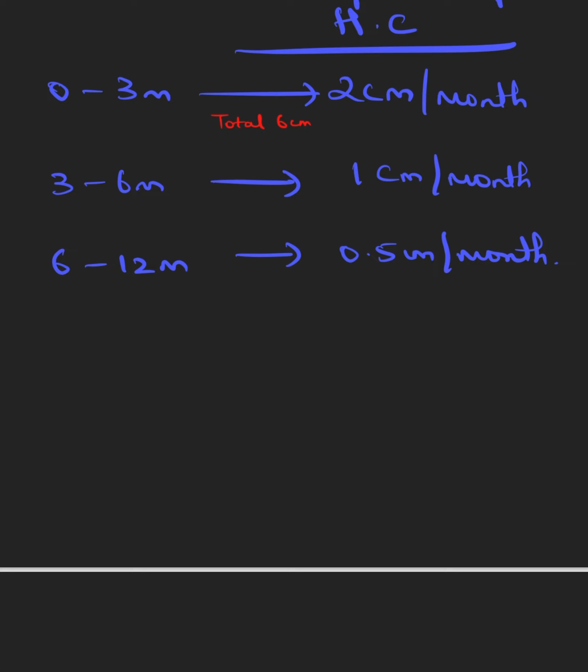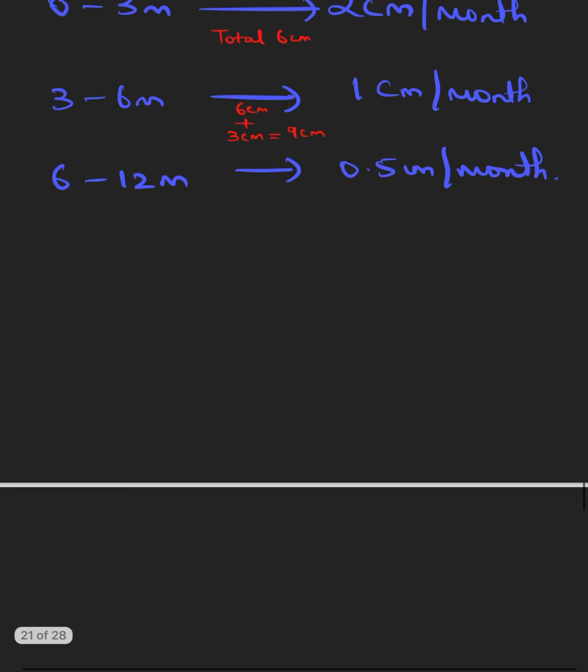From 3 to 6 months, the total is 3 centimeters. Overall, in 6 months, the child will grow 6 centimeters in the first 3 months, then 3 centimeters in the next 3 months, that is 9 centimeters. Then from 6 months to 12 months, the child grows 0.5 centimeter per month, that is a total of 3 centimeters. Overall in a year, the child grows 6, plus 3, plus 3, that is 12 centimeters in the first year.